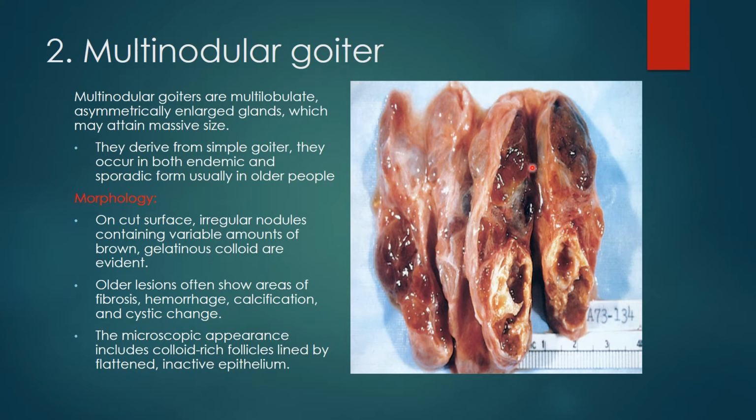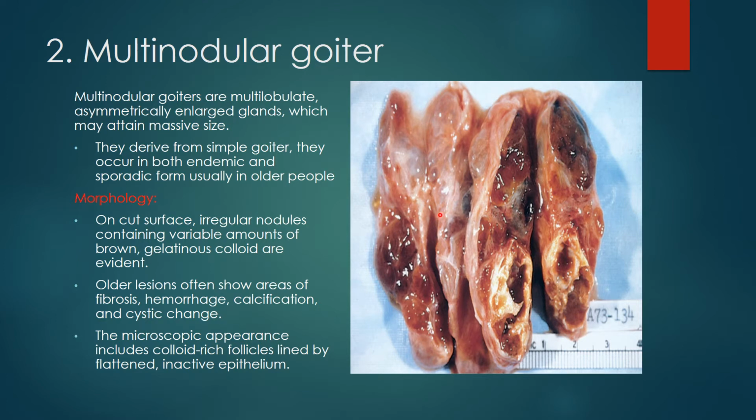As you see in this gross appearance of the gland, which is serially sliced, there are multiple nodules. These are the nodules 1, 2, 3, 4, 5, 6. So these are multiple nodules. In multinodular goiter, there is asymmetrical enlargement of the gland. Why? Multiple nodules. Morphologically, these nodules on cut surface are irregular, containing varied amounts of brown gelatinous colloid.